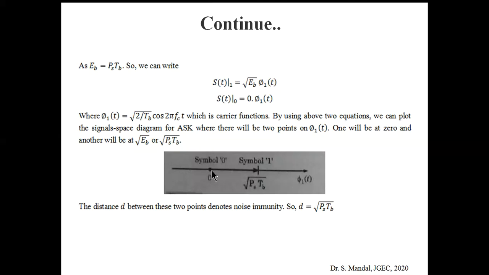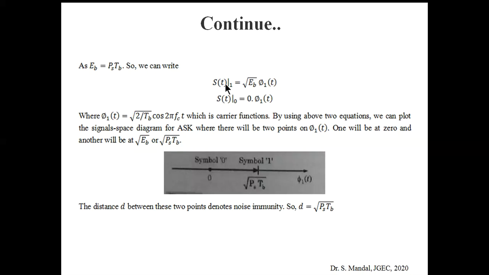Now the distance between two symbols, like symbol 0 and symbol 1, is nothing but root over Ps Tb minus 0. And this distance denotes the corresponding noise immunity. The more the distance, the more noise immunity for a particular digital modulation technique. So it is always expected that the distance between these 2 points will be maximum. So the distance d will be root over Ps into Tb.